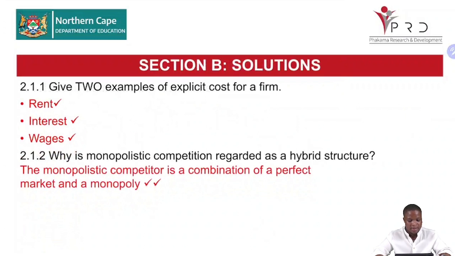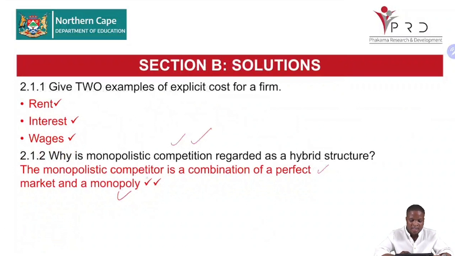Why is monopolistic competition regarded as a hybrid structure? The monopolistic competitor is a combination of both perfect and a monopoly. Because here they are asking for 2 marks, then this is fine. If it was 8 marks, then you must tell us that monopolistic has what characteristics that match with a perfect market, and what characteristics that match with a monopoly.